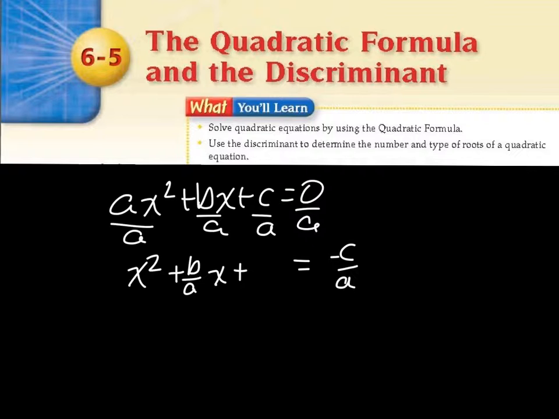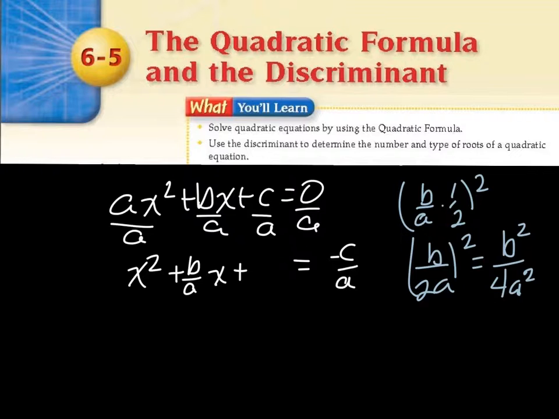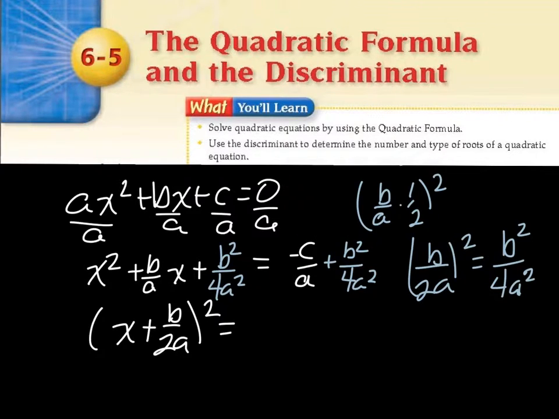Now I need to complete the square, so I'm going to take the coefficient of x, go times a half, since it's already a fraction, and square it, so I've got b squared over 4a squared. So my completed square is going to be x plus b over 2a squared.